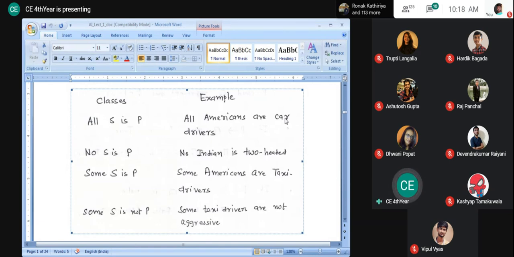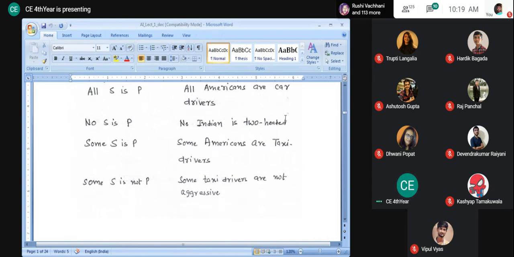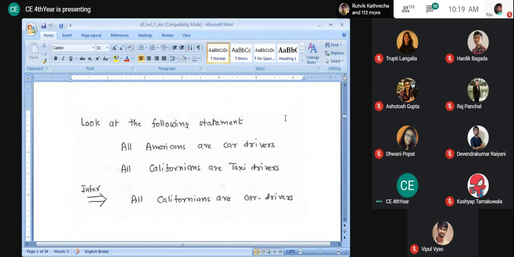And next we look into the inference, deduction, which is finding out new knowledge from existing knowledge in propositional logic, called inference or deduction. And let me scroll. Yeah, look at this example. Look at these statements. All Americans are car drivers. And the next statement, all Californians are Americans. I have made a little mistake. This taxi driver, it is there in the image, so I'm not able to remove that now.